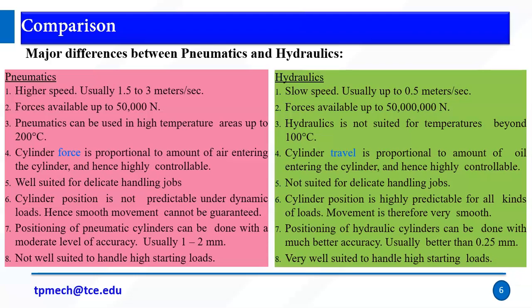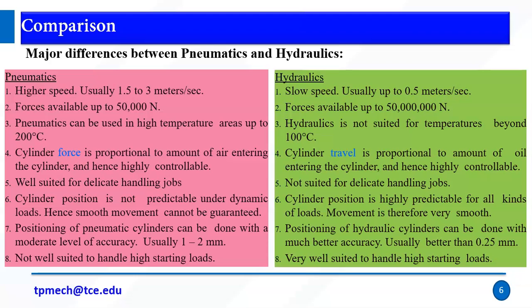The next point is that cylinder position is not predictable under dynamic loads, hence smooth movement cannot be guaranteed. Here we know that air is compressible in nature, so we cannot predict the dynamic load. For example, if you design a pneumatic system for 100 kg, you can use it only for 100 kg. If you change the output and use 200 kg or more, then you need to change the entire system. So we cannot predict under dynamic loads, hence smooth movement cannot be guaranteed.